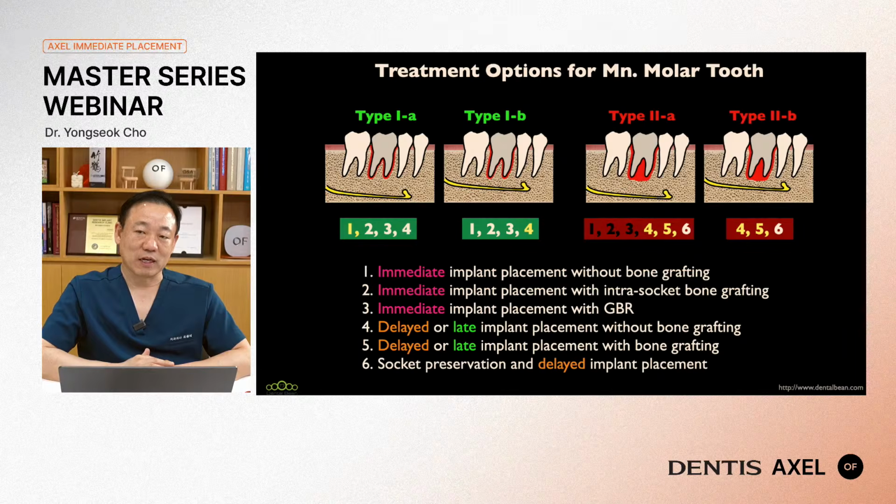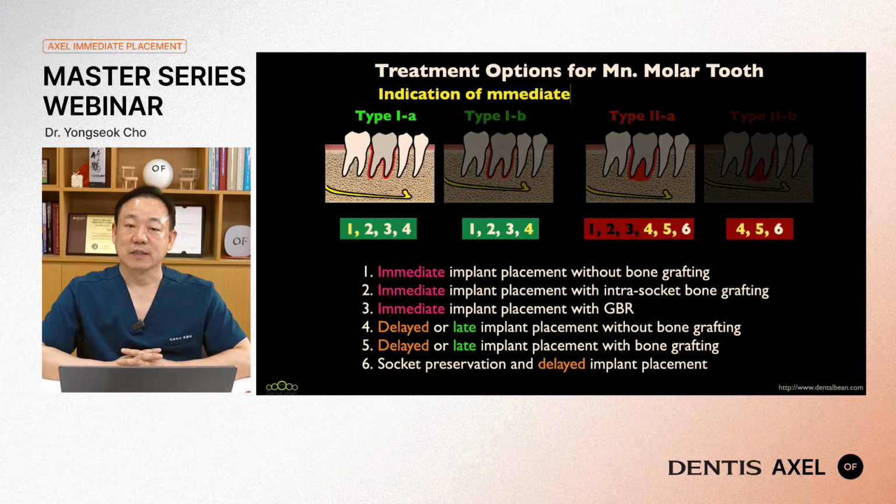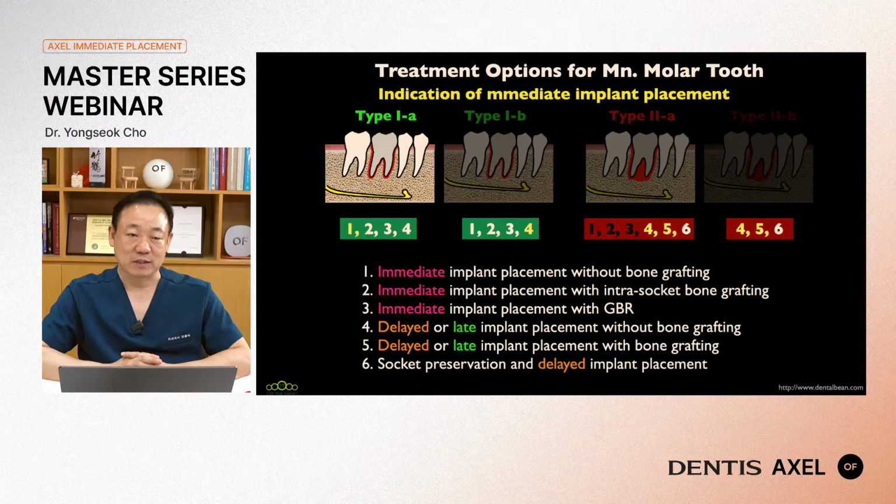Then what about Type 2A and Type 2B? It is generally delayed or late implant placement with or without grafting. This is my general recommendation. I said the key word for immediate implant placement is first, case selection. Then what is the indication of immediate implant placement? I think it is a Type 1A extraction socket. Although Type 1B and Type 2A are possible, they are slightly risky.